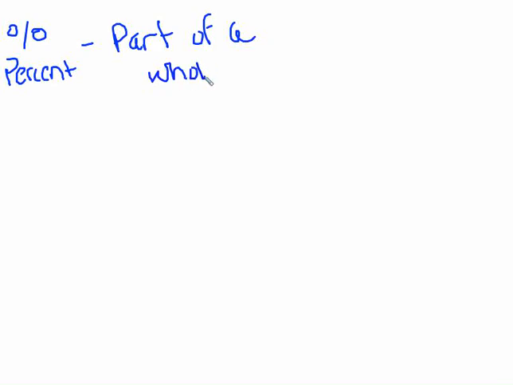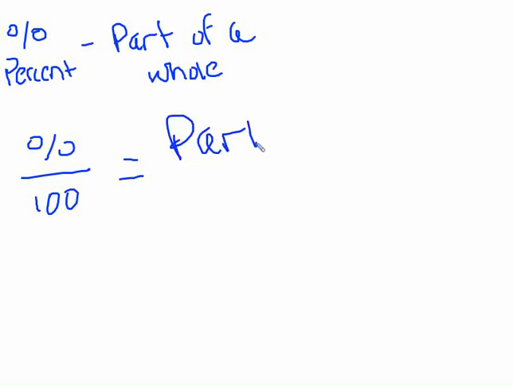A percent, okay, that's the symbol for percent, is known as a part of a whole. Okay, it could be a bigger part of the whole, or it could be a smaller part of the whole, or it could be less than a part of a whole. So it's a part of a whole. We know that percents are always calculated out of 100, whether they're greater than 100 or not, and they're equal to part of a whole.